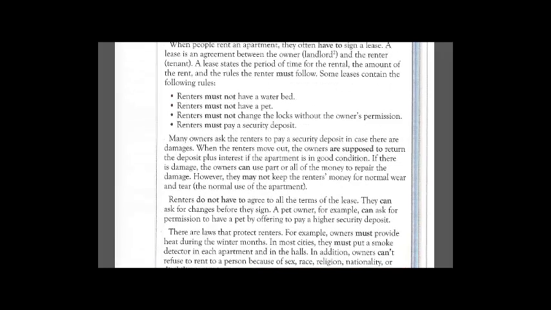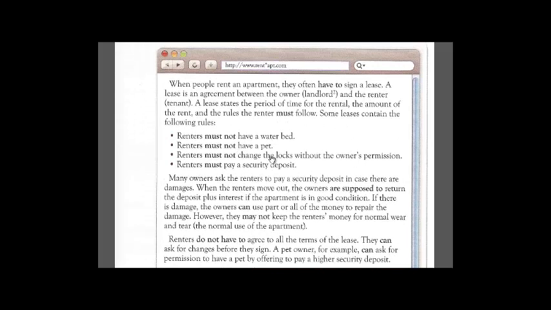Alright, let's go back, and I'm going to discuss each paragraph, maybe share some things that I think you might have a question on. Okay, so when people rent an apartment, they often have to sign a lease. A lease is an agreement between the owner, the landlord, and the renter, the tenant. So the person that is renting is called the tenant, and the person that owns the apartment and is renting it to you is called the owner or landlord. Okay.